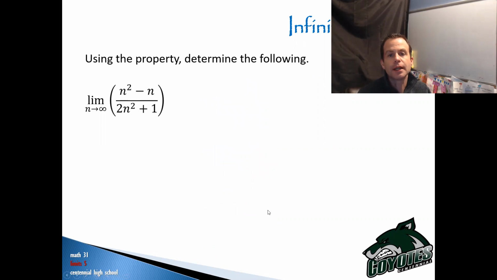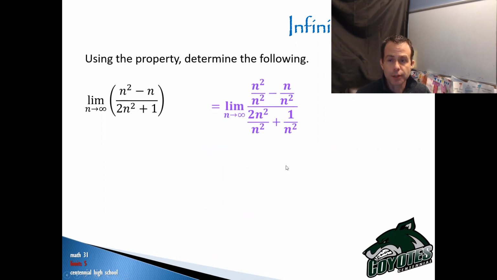Okay, the limit of n squared minus n all over 2n squared plus 1, where n approaches infinity. Again, I will divide everything by n squared because that's the highest degree I see in the denominator. So when I divide everything by n squared, I'm looking like this first. This is going to be a 1. This is going to be a 1 over n. This guy will be a 2, and this guy will be a 0, essentially. So both of these guys will move to 0, and I'll be left with 1 over 2.